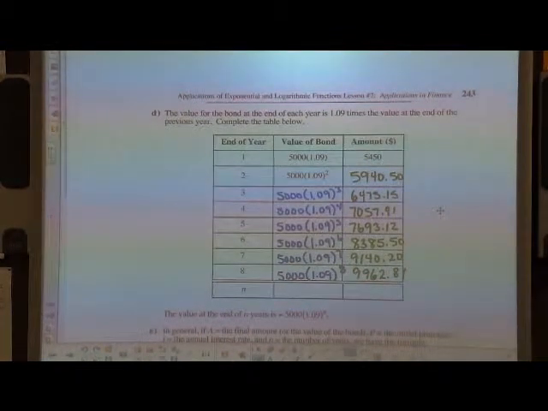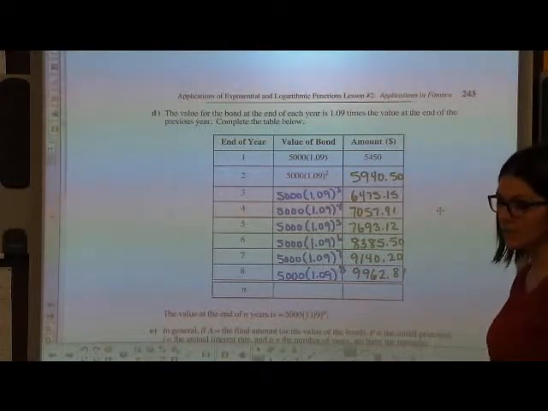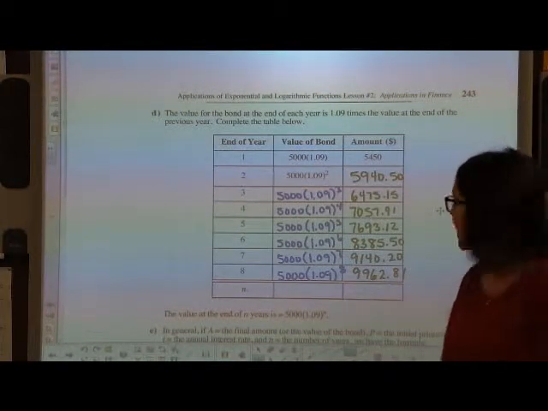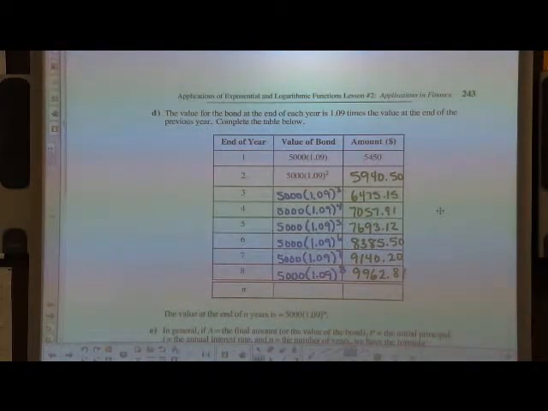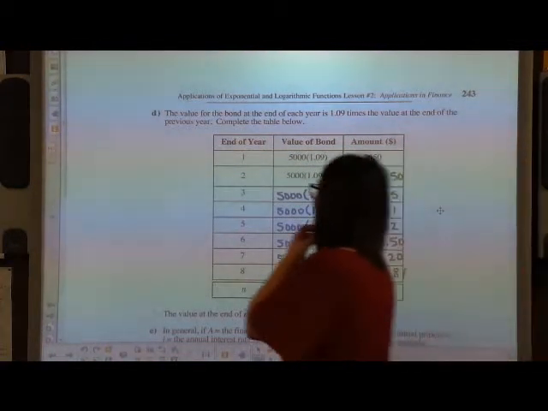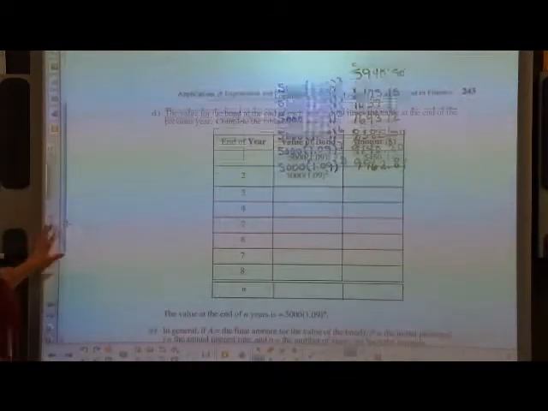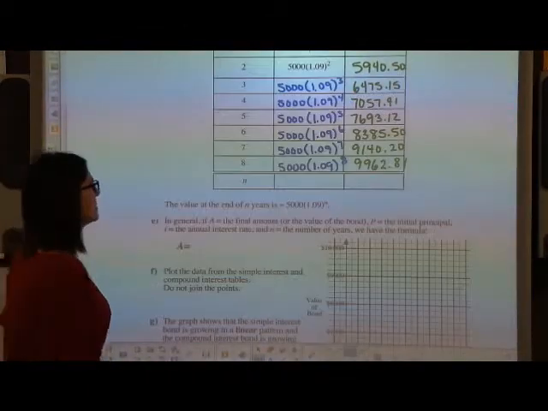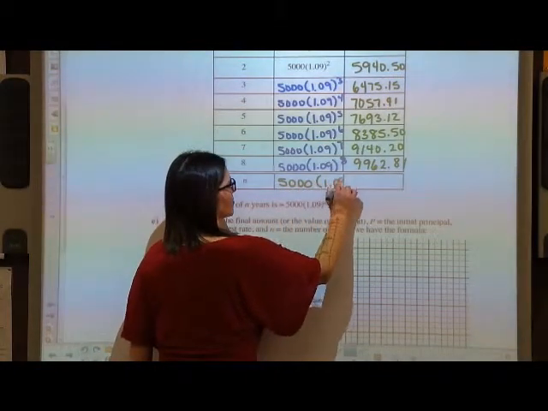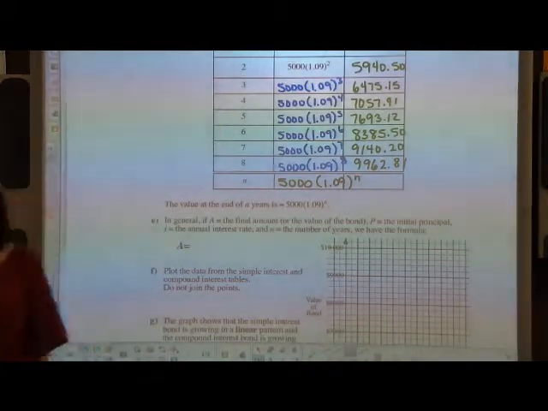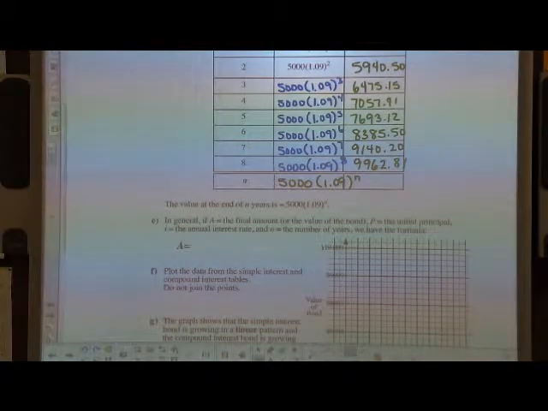So at the end of the 8 years, you've got $9,962.81. This is actually $1,300 more than what you had under the simple interest. And all it was just taking a different plan. So at the end of n years, the value of your bond would be 5,000 times 1.09 to the power of n. Okay?